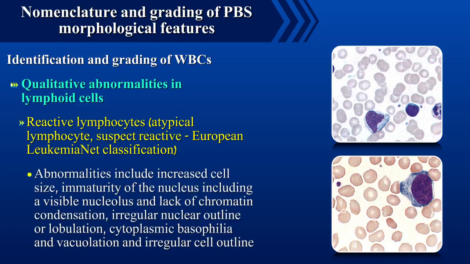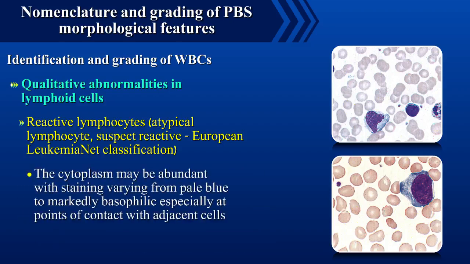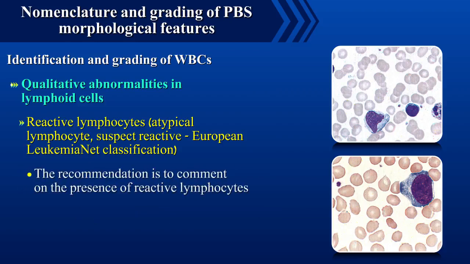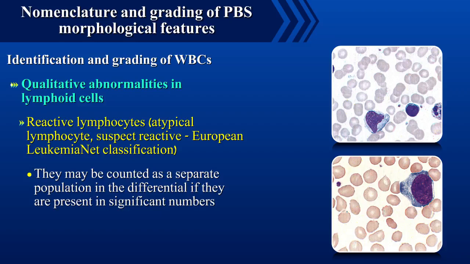Abnormalities include increased cell size, immaturity of the nucleus including a visible nucleolus, and lack of chromatin condensation, irregular nuclear outline or lobulation, cytoplasmic basophilia, and vacuolation and irregular cell outline. The cytoplasm may be abundant with staining varying from pale blue to markedly basophilic, especially at points of contact with adjacent cells. The recommendation is to comment on the presence of reactive lymphocytes. They may be counted as a separate population in the differential if they are present in significant numbers.